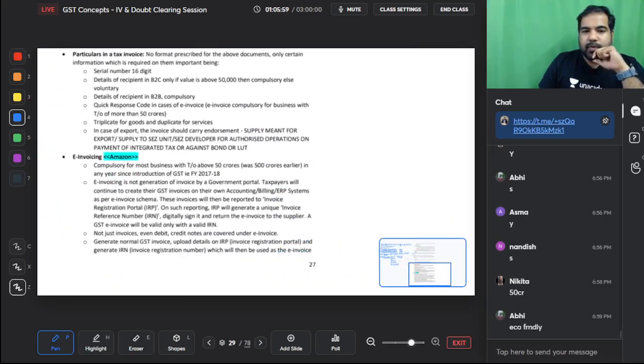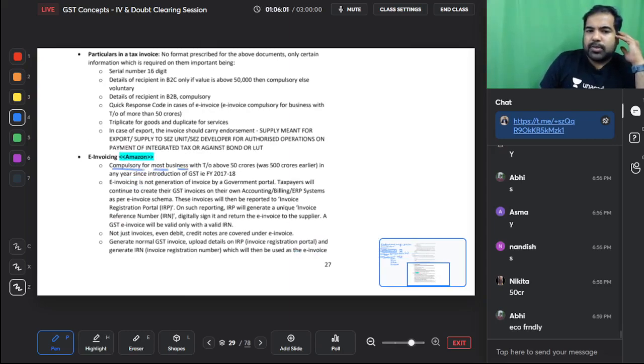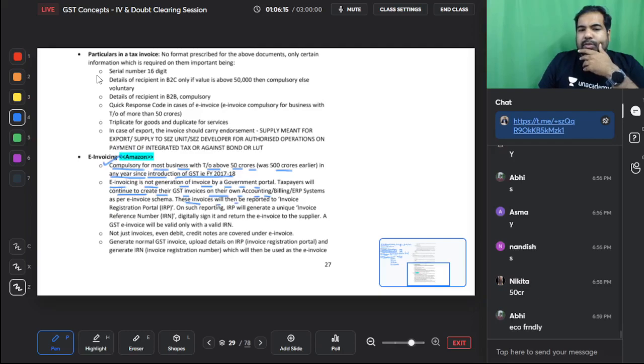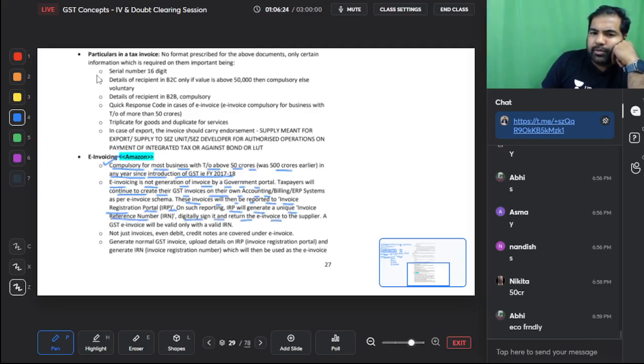Here it is. Compulsory for most businesses with turnover of 50 crores above in any year since the introduction of GST. E-invoicing is not generation of invoice by a government portal. The taxpayers will continue to create their GST invoice on their own accounting billing softwares. These invoices will then be reported to the invoice registration portal. On such reporting, the invoice registration portal will generate a unique invoice reference number, digitally sign it and return the e-invoice to the supplier. A GST invoice will be valid only with a valid invoice reference number.